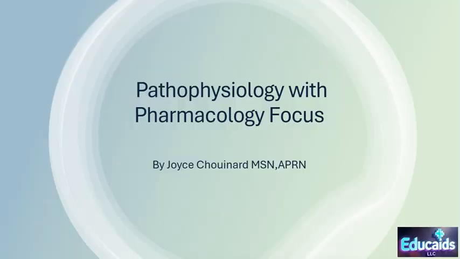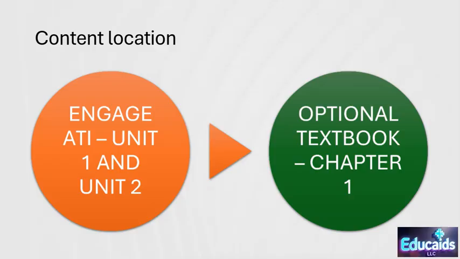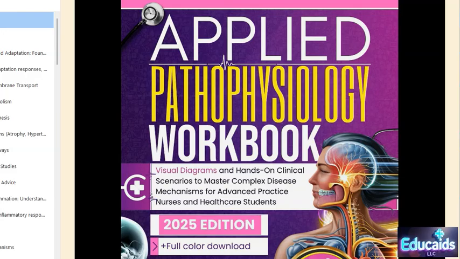So we got pathophysiology with pharmacology focus by me right here. This particular lecture covers definitions and terminology for pathophysiology. This is the foundation lecture for this course. This is mostly definitions that we are going to be going over in this video. Where does our content come from? It comes from ATI Engage, Unit 1 and 2, and then the optional textbook that you could purchase. You don't have to, but I do think this is a rather handy textbook, especially if you ever go on to get your master's. This has got some great graphics in it, illustrations, and explanations.